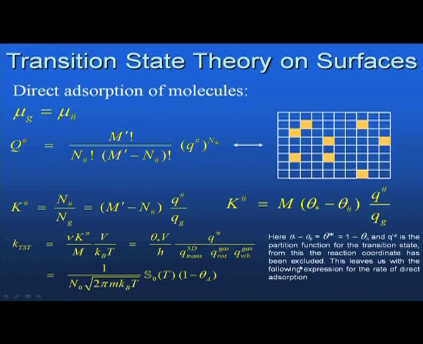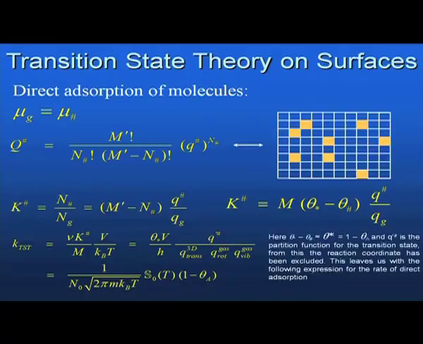This is the reaction coordinate I have talked about. Okay. It is not the total partition function, but one coordinate, I mean one mode, is excluded. Okay. So, this leaves us with the following expression for the rate of direct adsorption. So, this is the rate constant, and similar, but the thing is that this is S0t. S0t is something different. Okay.